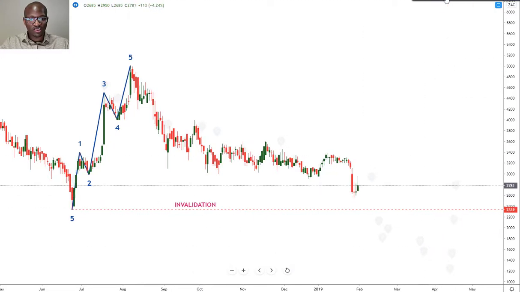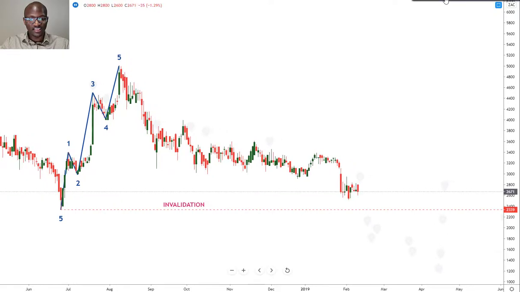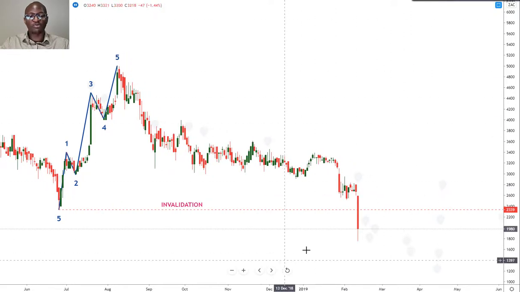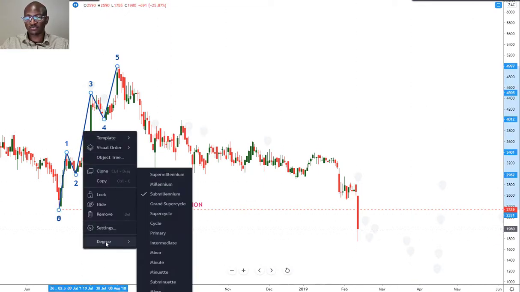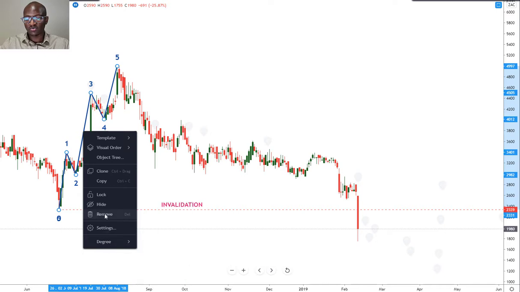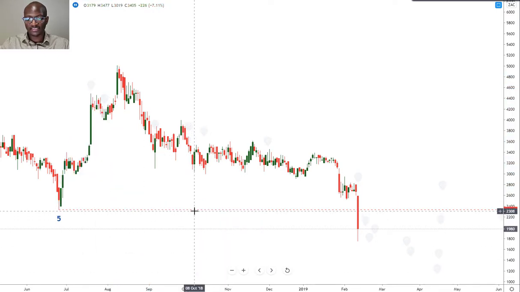And what we saw happen was eventually the share broke below. So this is invalid, it's no longer 5 waves, means we were wrong. We can remove that. We are invalidated.